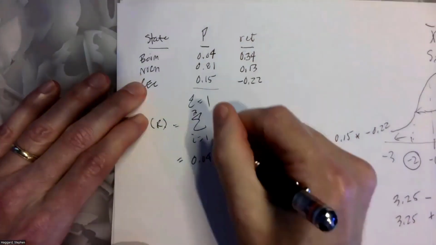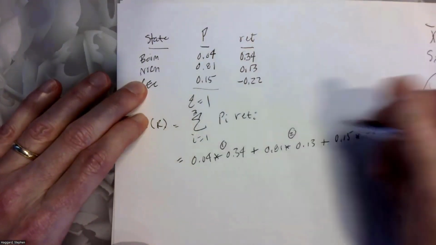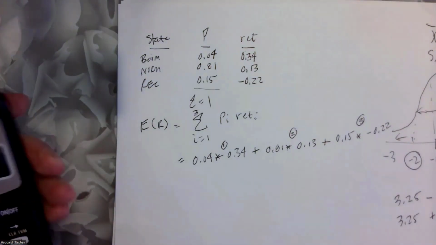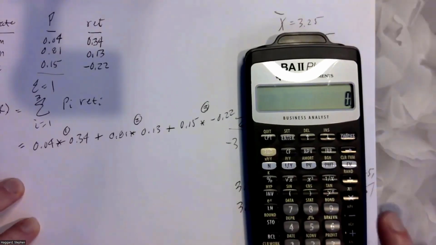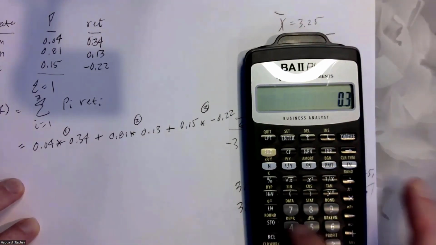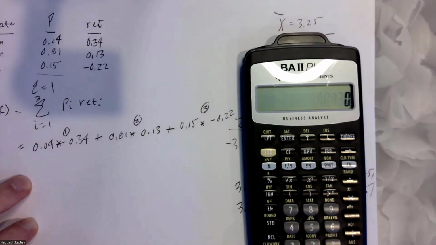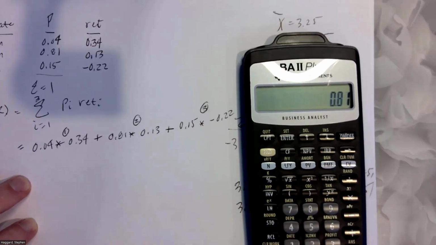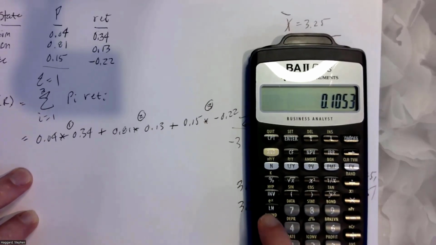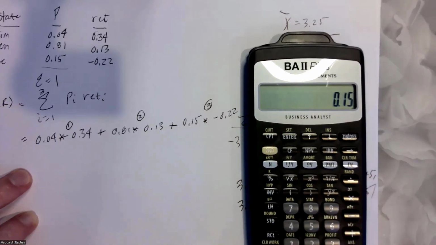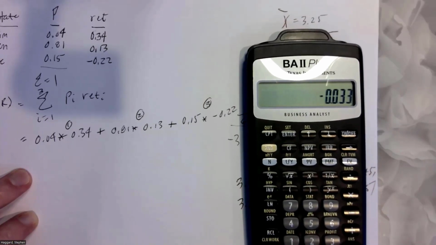So here's what I'm going to do. I'm going to figure each one of these and store them 1, 2, 3, and then I'm just going to add them all together to get what I want. Okay, so 0.04 times 0.34 equals, store 1. If you're getting different numbers than me, let me know. 0.81 times 0.13 equals, store 2. 0.15 times 0.22 negative equals, store 3.